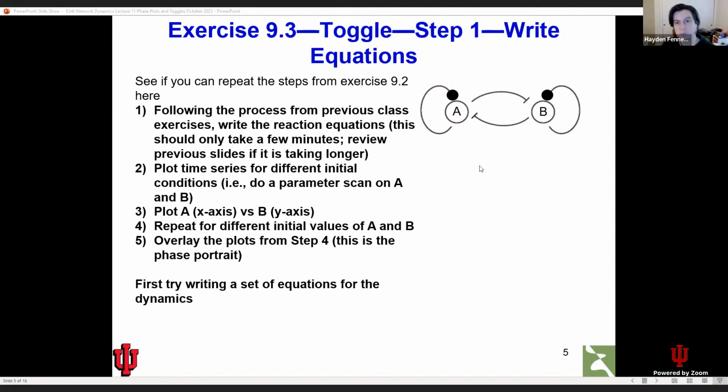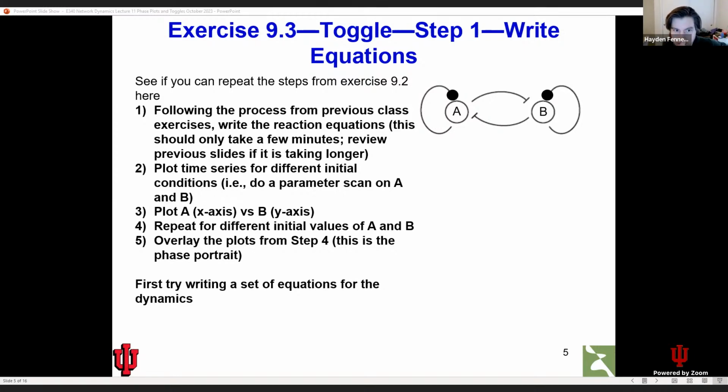Close my annotation. All right, so we're going to revisit this exercise 9.3 a little bit. We've tried to simplify the process to lead more easily towards constructing these phase portraits. So step 1, again, like last week, following the process that's been followed before in class, let's just write the reaction equations for the toggle problem, or the toggle motif rather.